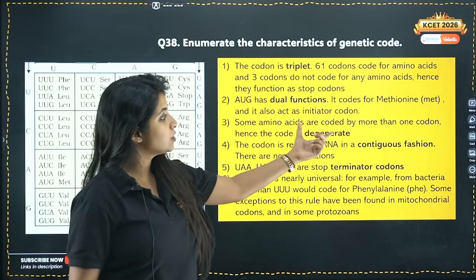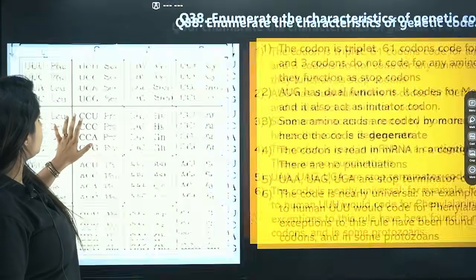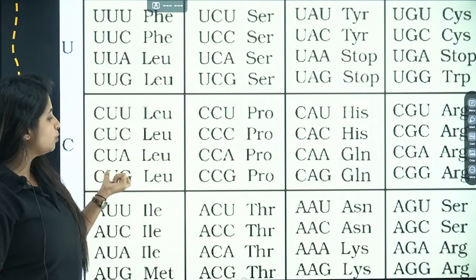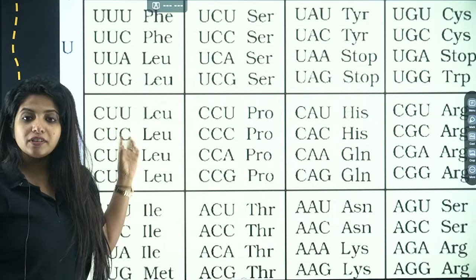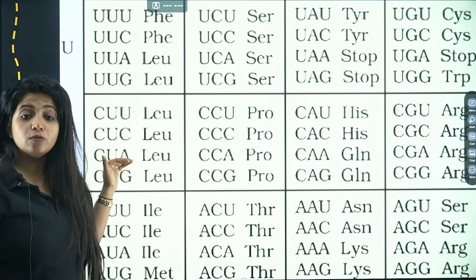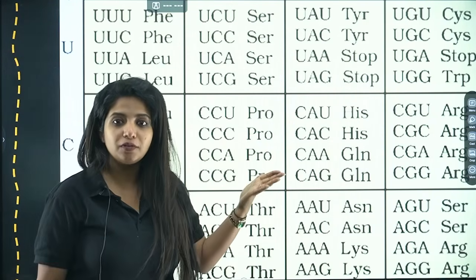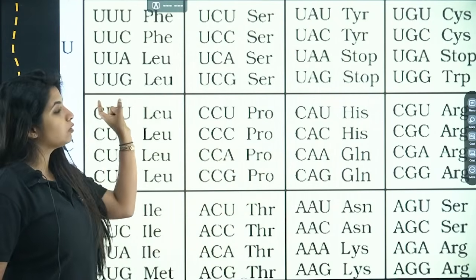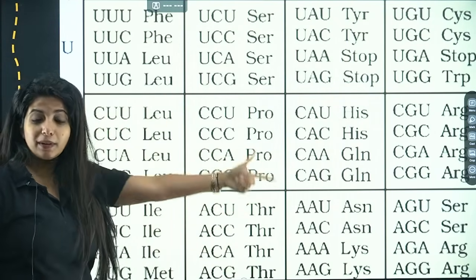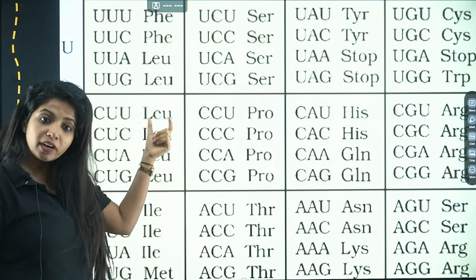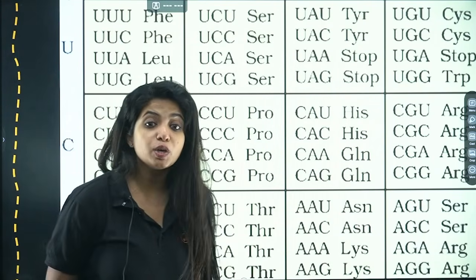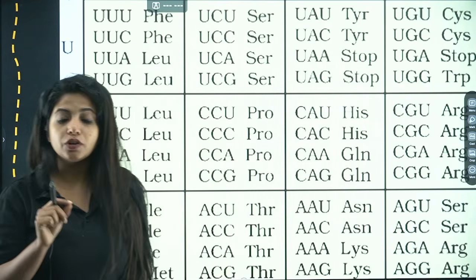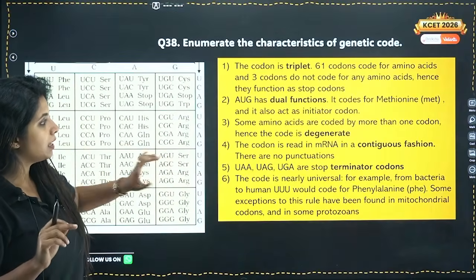Now, some amino acids are coded by more than 1 codon. For example, leucine is coded by CUU, CUC, CUA, CUG. This feature of an amino acid being coded by multiple codons is known as the degenerate feature. But you also need to understand that 1 codon codes for only 1 amino acid. CUU is not repeated anywhere else. 1 codon, 1 amino acid. This shows the unambiguous nature of the codons. Please remember that as well.